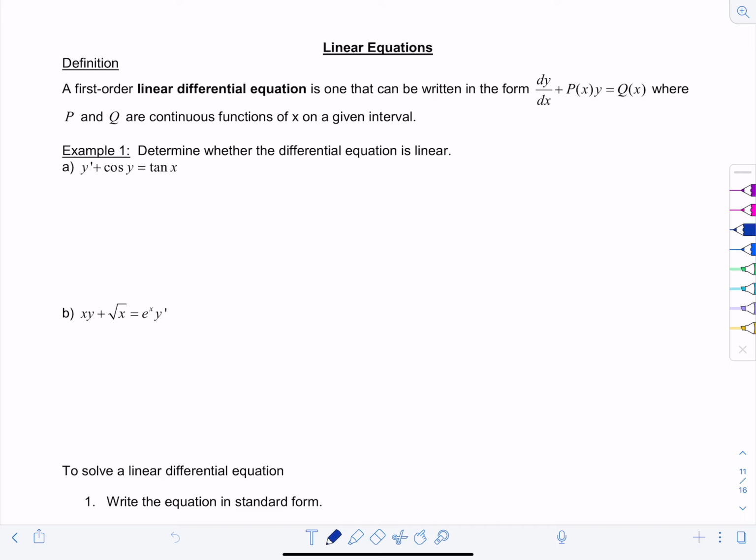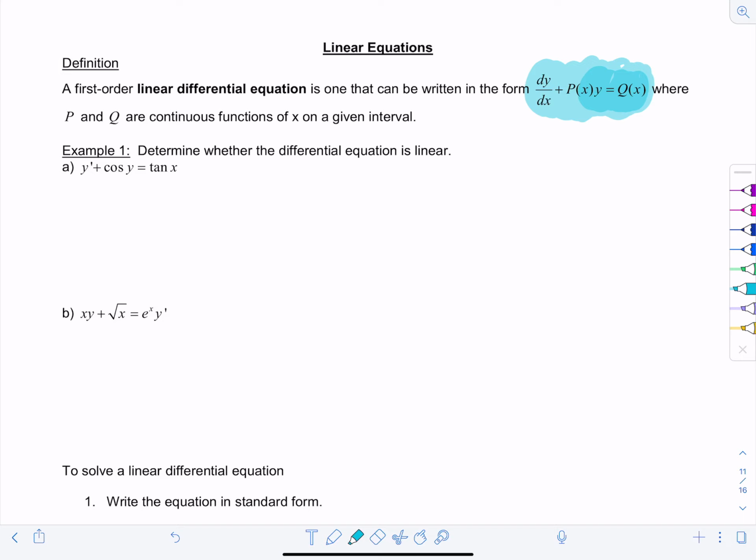So, definition. A first-order linear differential equation is one that can be written in the following form. So you have to put this to memory. dy/dx plus p of x times y equals q of x, where both p and q are continuous functions of x on a given interval. So this is the standard. That's the form that you need to be able to rewrite your differential equation in for it to be considered a first-order linear differential equation.